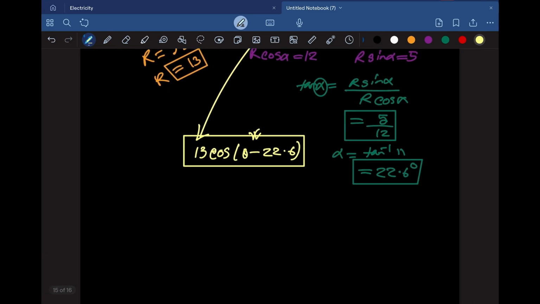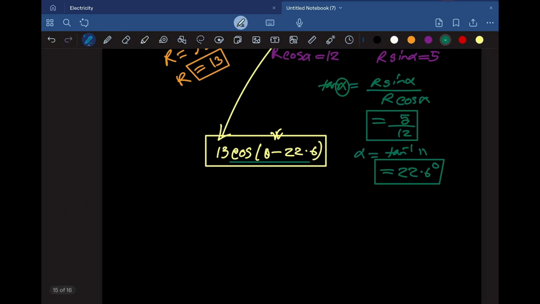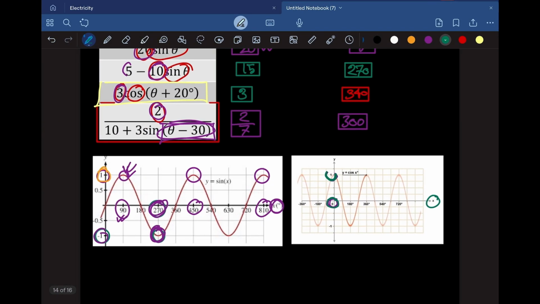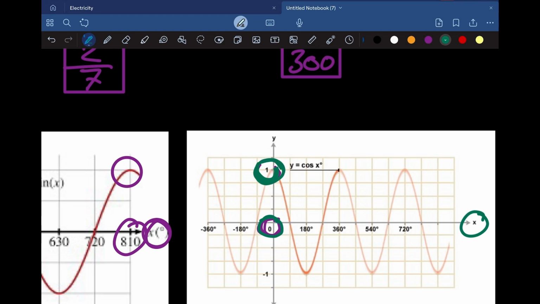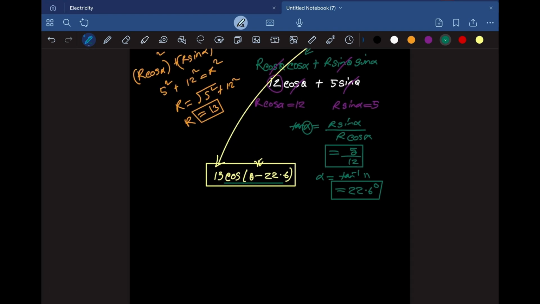So here this is 13 cos theta minus 22.6. This is cos x, right? This is cos x, and the cos x maximum value is 1. We know the cos x maximum value is 1, right? So we have to multiply 13 with 1, 13 into 1. And this is our maximum value. Our maximum value is 13.